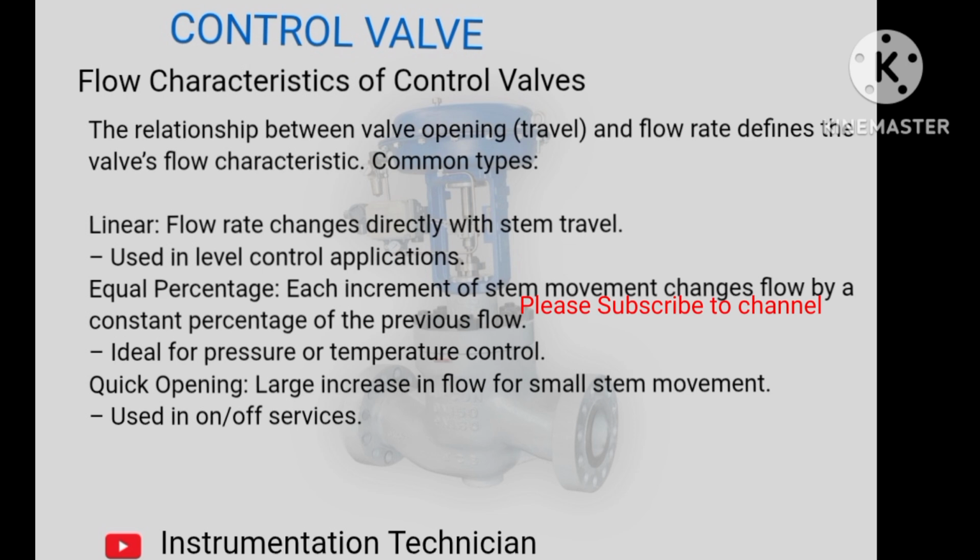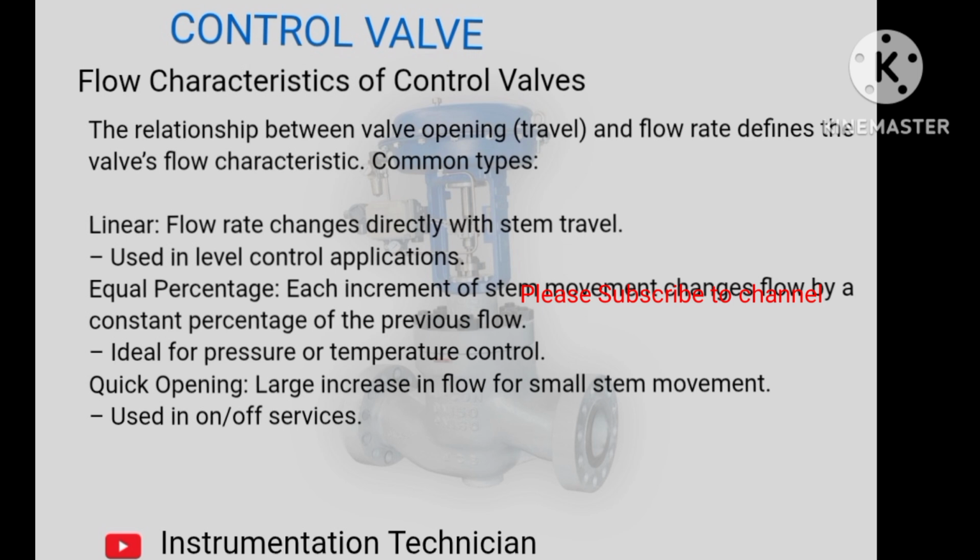Flow characteristics of control valves. The relationship between valve opening, travel, and flow rate defines the valve's flow characteristic. Common types: linear. Flow rate changes directly with stem travel. Used in level control applications.